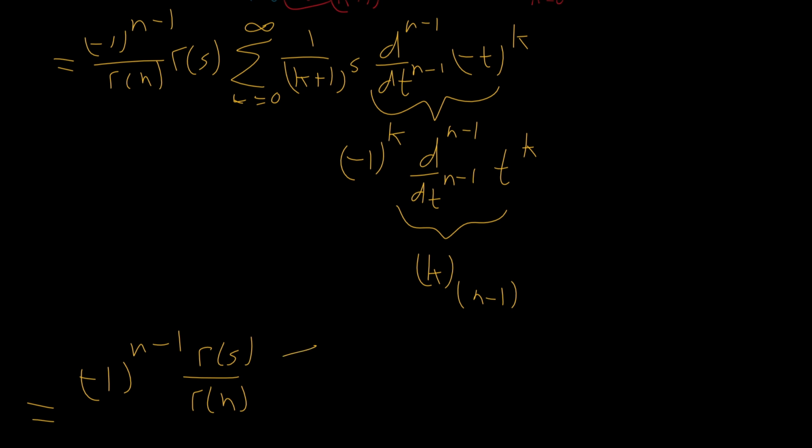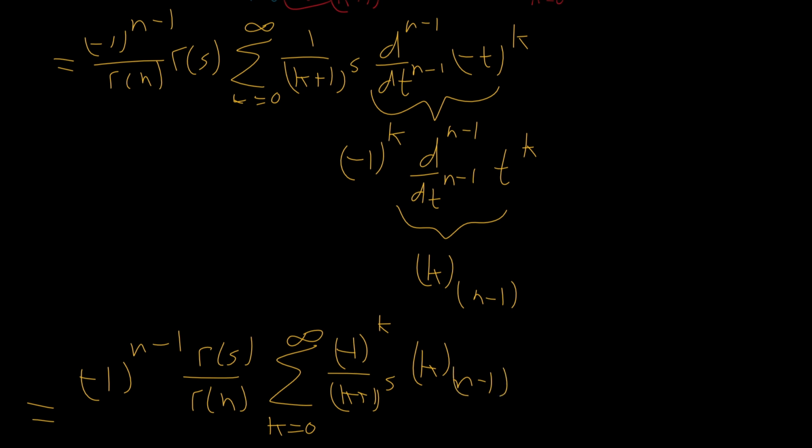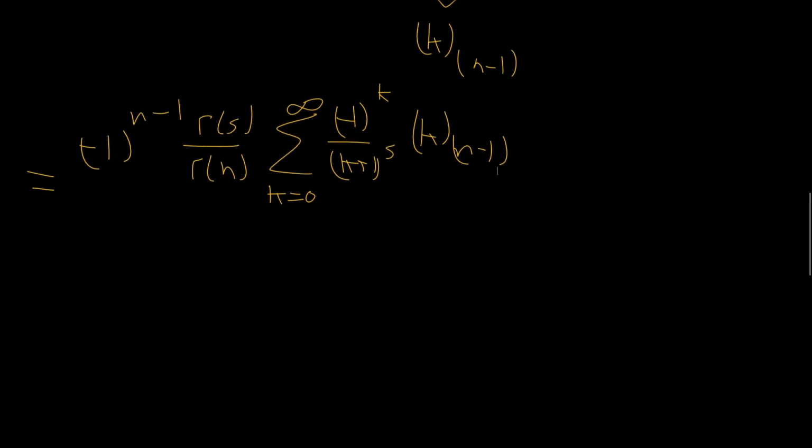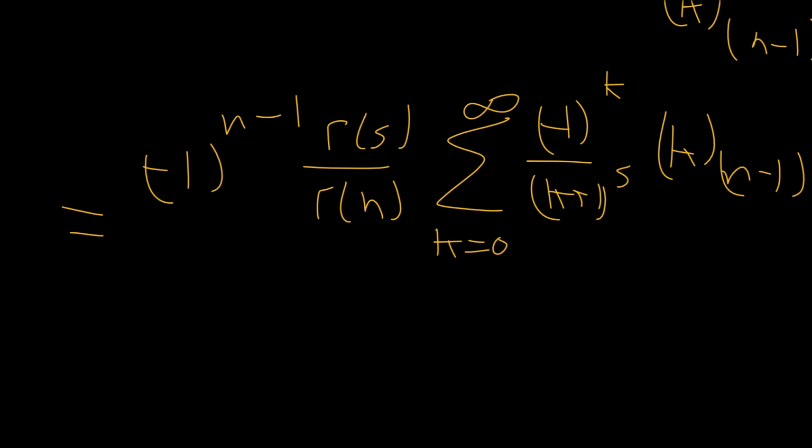And then our sum from k equals 0 to infinity of 1 over k plus 1 to the s, but then with the numerator we also have a negative 1 to the k. And then times k to the n minus 1, where that is the falling factorial right there. It's the notation Wikipedia uses. So this right here is sort of, in a way, our answer.